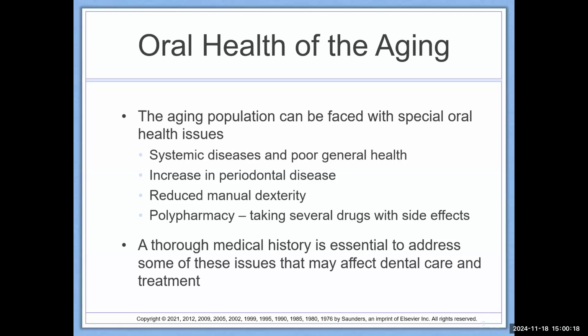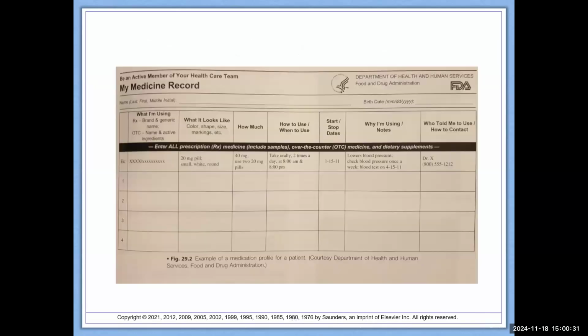So, all in all, the common theme is we have to have a thorough medical history in order to address some of these issues, and that reflects on their dental treatment and how we can treat these patients in the dental office. Okay, this is an example. This is more of a hard copy, but there could be an electronic copy of this. There could be a medical record that maybe the patient carries with them, maybe even a hard copy, maybe even on their phone.